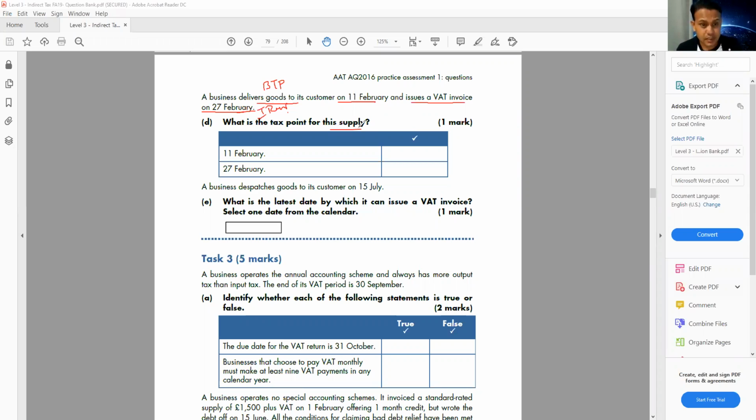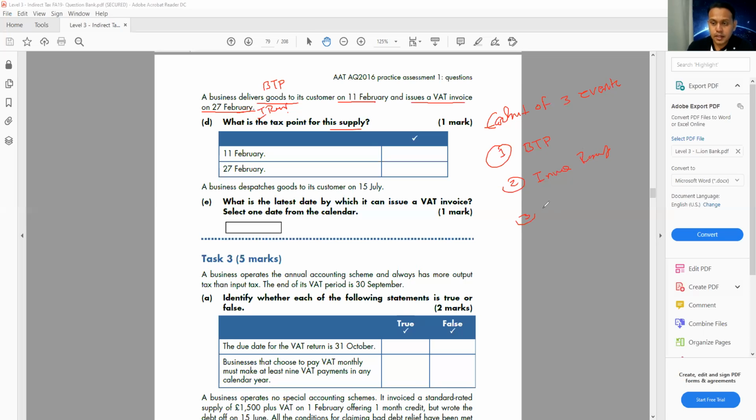I hope we still remember the tax point. The tax point is when we are actually going to consider the sales, so when we are going to report the VAT to HMRC, for which period. And the tax point rule is that it has to be the earliest of three events. Number one, basic tax point. Number two, invoice raised.